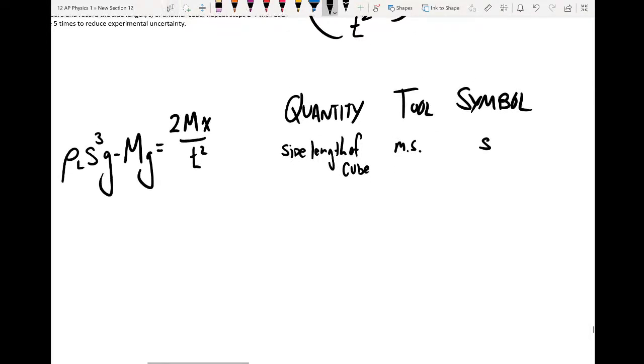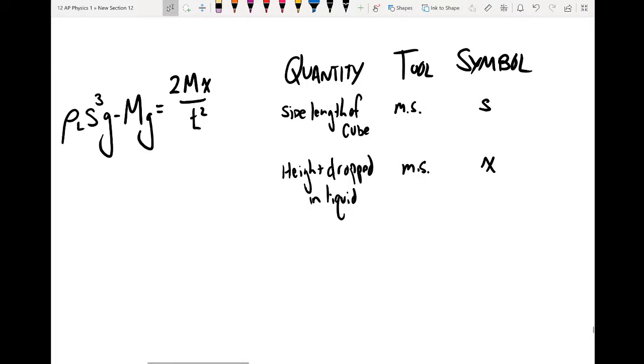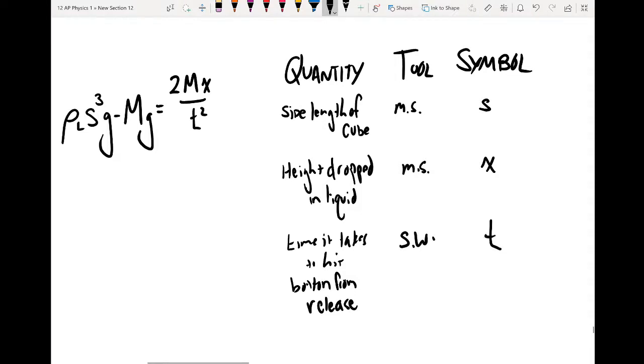For the other one, we said we have the height dropped in liquid. The tool for this is also going to be a meter stick, and our symbol for that was X. And then we have the time it takes to hit bottom from release. We said we're going to use a stopwatch for that, and our symbol for that was T.